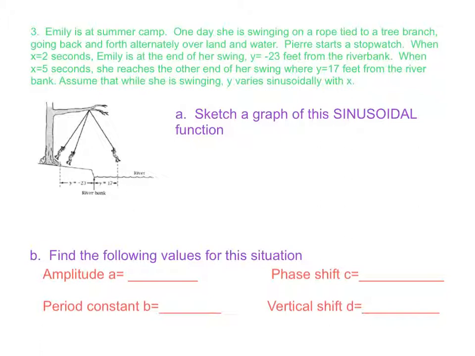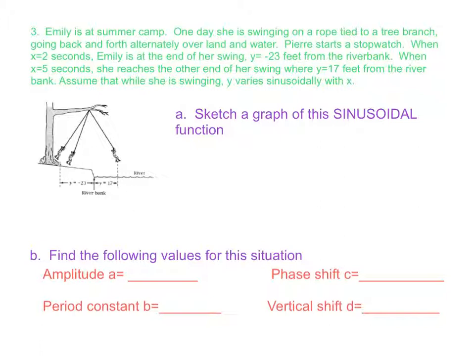Okay, 3. Emily is at summer camp. One day she is swinging on a rope tied to a tree branch, going back and forth alternately over land and water. Pierre starts a stopwatch. When x equals 2 seconds, Emily is at the end of her swing, y equals negative 23 from the riverbank. When x equals 5 seconds, she reaches the other end of her swing where y equals 17 feet from the riverbank. Assume that while she is swinging, y varies sinusoidally with time.